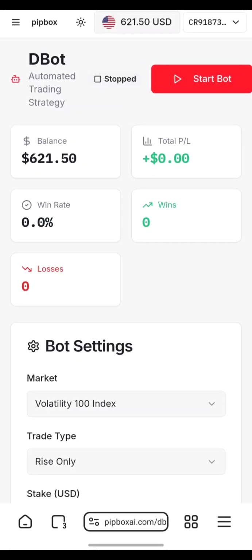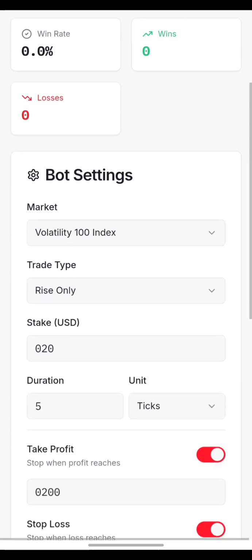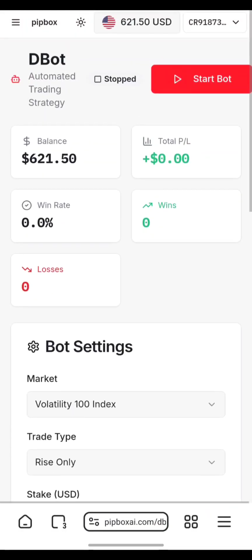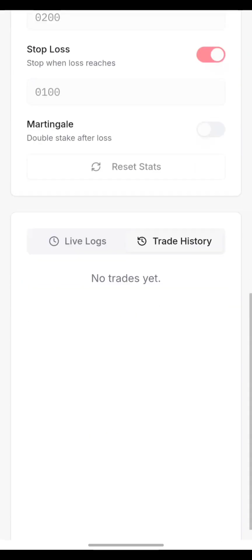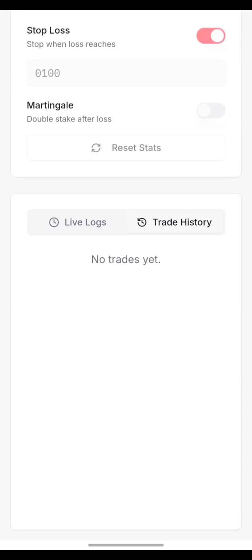Let me reset these stats, and we push this account to 1000 USD. I'm going to maintain the same stake that I was using before, because I'm not in much profit, so that I risk higher. So let's continue with the bot. The bot is started and running.